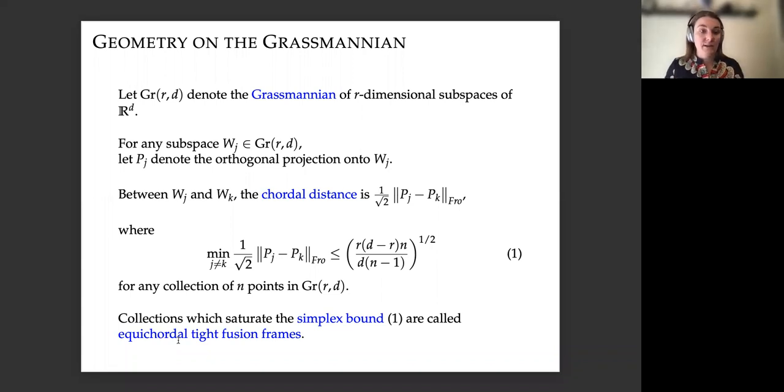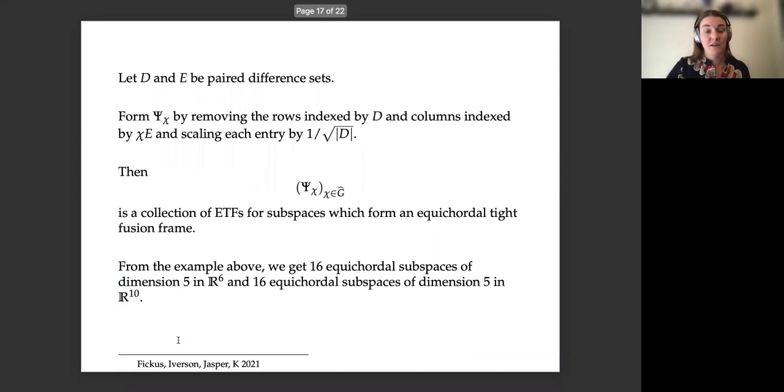We can just take the formula we had that worked for lines and apply it to these subspaces. So we define the chordal distance as 1 over square root 2 of the Frobenius norm of the difference of these projections. And it ends up, without too much work, playing around with properties of traces, one can prove that if you have a collection of endpoints in the Grassmannian, then there is a lower bound to how small that can get. And collections which saturate this bound are called equichordal tight fusion frames.